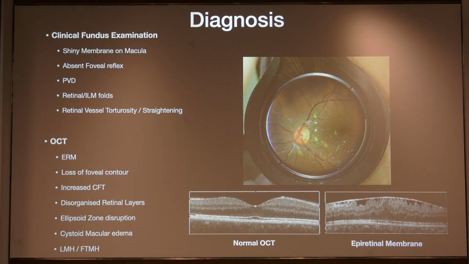Diagnosis is basically a combination of a clinical examination and one investigation, which is the OCT. On examination, you can see a shiny reflex, a shiny membrane on the macula, absence of foveal reflex, a PVD can be present, retinal folds, ILM folds can be seen, and retinal vessel tortuosity or straightening can be seen. OCT is a gold standard investigation, and it shows the ERM as it is. It can further show various different features, which I'll come to later.